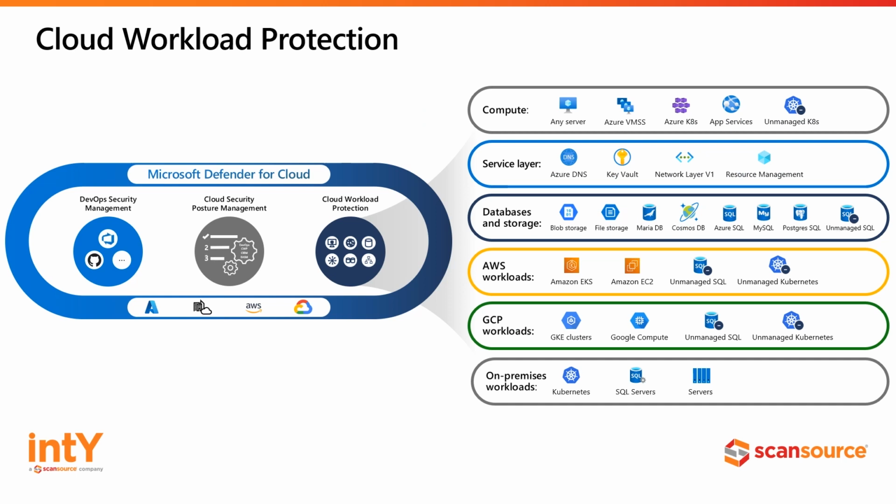Another main pillar in Microsoft Defender for Cloud is cloud workload protection. This diagram shows some different workloads that Defender for Cloud protects. Coverage for Azure includes all compute, data, storage, and service layer workloads. On AWS, it includes Amazon EKS, Amazon EC2, unmanaged Kubernetes, and unmanaged SQL. And on GCP, Defender for Cloud protects GKE clusters, Google Compute, unmanaged Kubernetes, and unmanaged SQL.